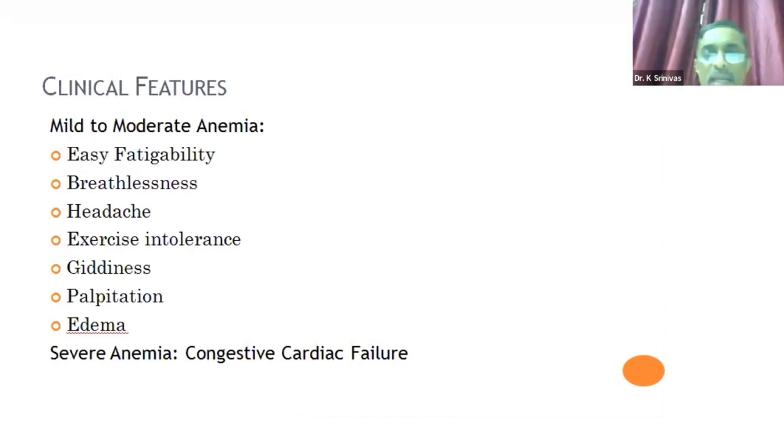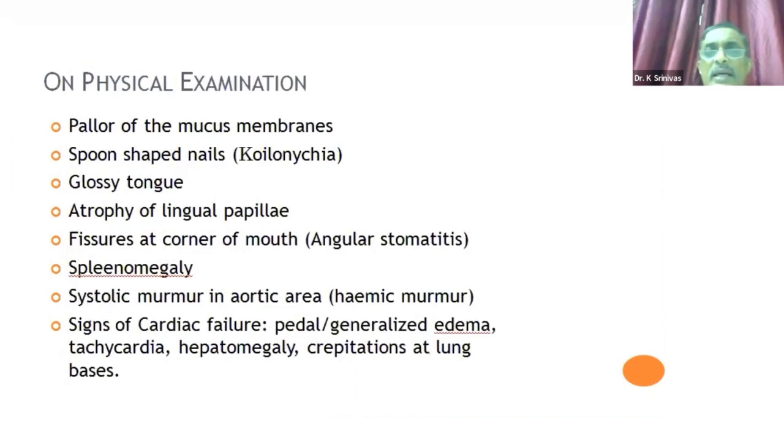The greatest threat to the life of the woman is congestive cardiac failure, and it is a high output failure. Heart tries to pump as much as possible, and at one point of time it says, no, I can't do any more, and the heart fails. So she can present with acute pulmonary edema and other features of right heart failure also later, right?